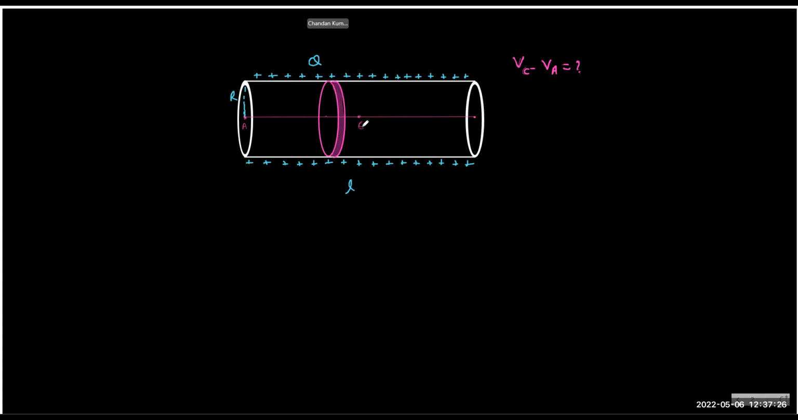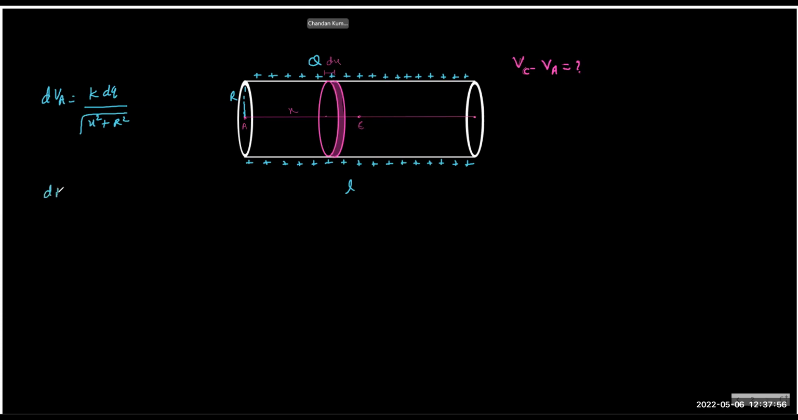So you cut a ring actually like this. So you move x, cut dx. This is like a dx, and we know the potential at the axis of a ring, right? So we can write here dVA equals to k dq upon under root of x square plus r square. That's it, right? Yes, sir.